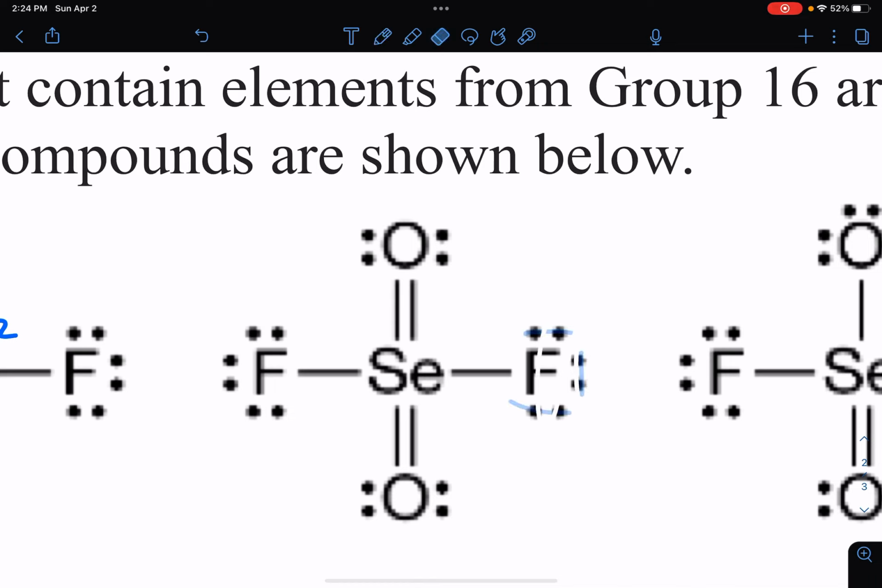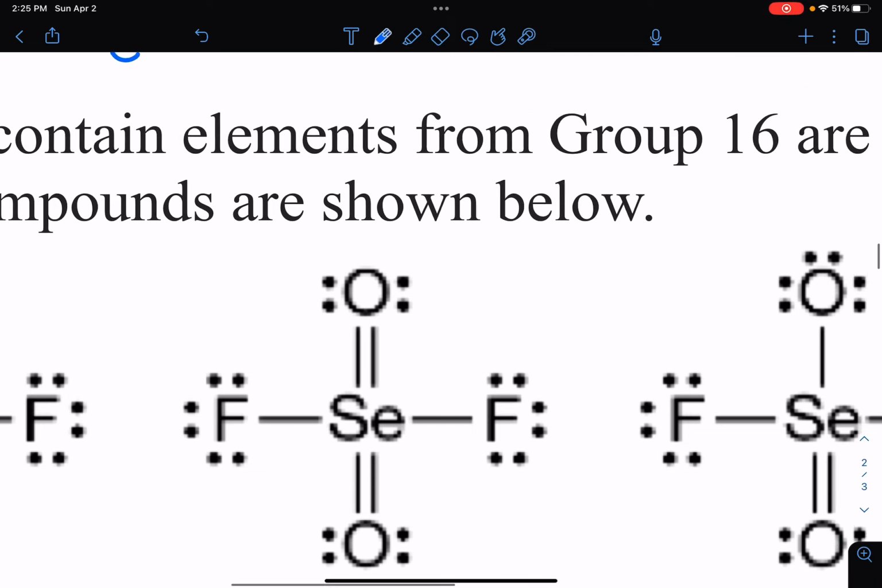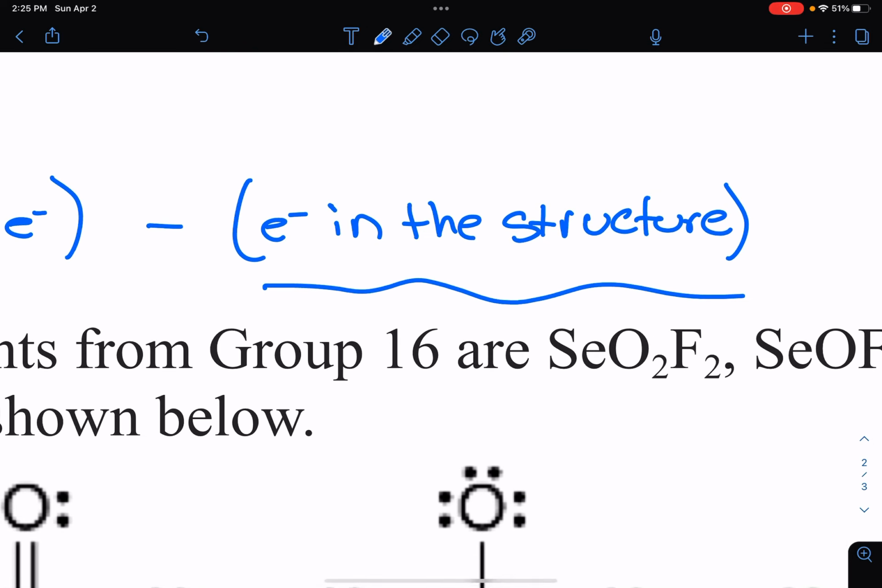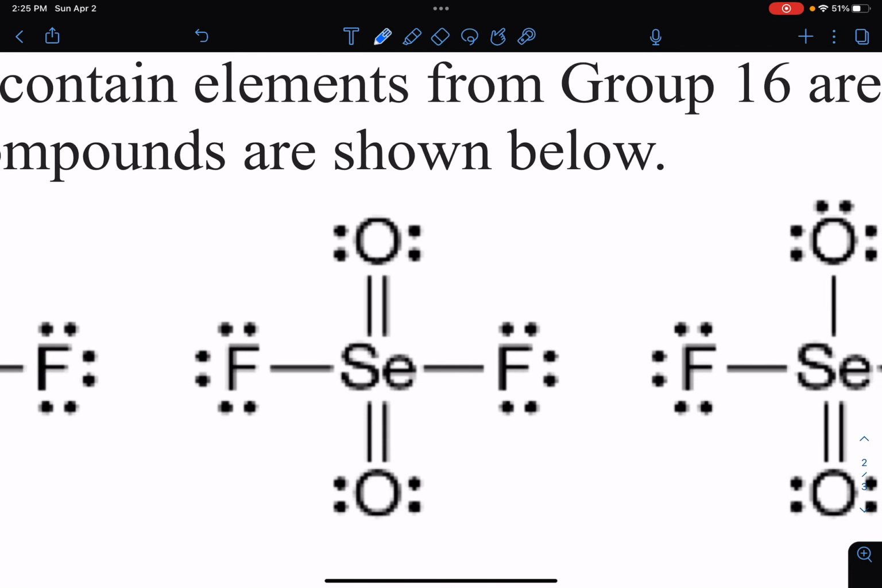So when we're counting octets, we're counting each bond as 2 electrons because technically we've got an electron from fluorine, an electron from selenium in the bond. In the double bond, we've got 2 electrons from oxygen and 2 electrons from selenium. So that's why we count it as 2 when we're counting the shared electrons. But right now, when we're counting the electrons in the structure, we're just counting the electrons that are supposed to be on oxygen. So we would count the bonds as 1, 2, 3, 4, 5, 6. So this oxygen has 6 electrons placed around it.